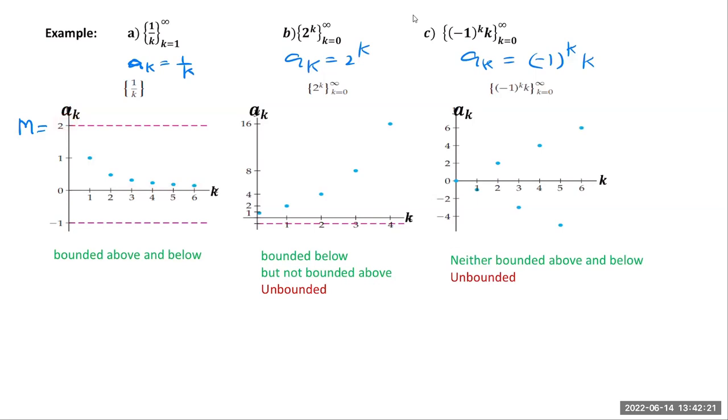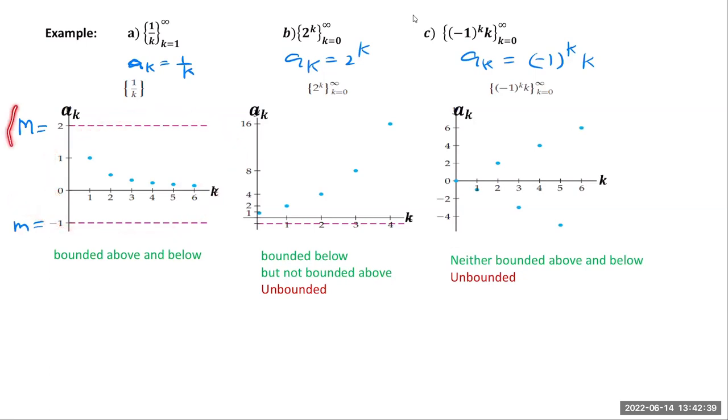Not only that, I can even find some lowercase m, some small number. I'll take this minus 1 to be my lowercase m. Now notice that all the terms of my sequence are bigger than or equal to this lowercase m. Okay, that means this is a bounded sequence.